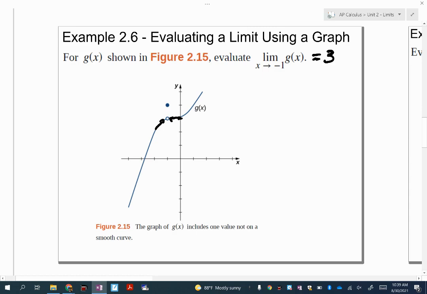So what I want you to take away from this slide is that even though g of -1 is actually 4, the point up here, we actually can find the limit as x approaches -1, which is different than the value when you plug -1 into the function. That is something new that you may have never seen before, which is okay, but I'm showing you that this is a possibility if this occurs in your function.